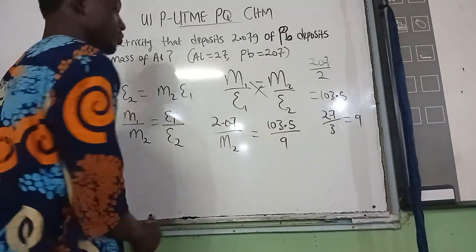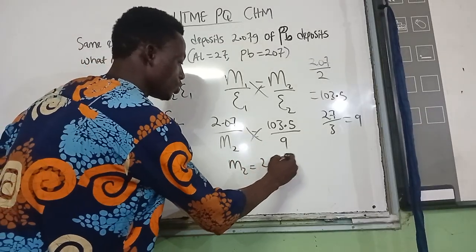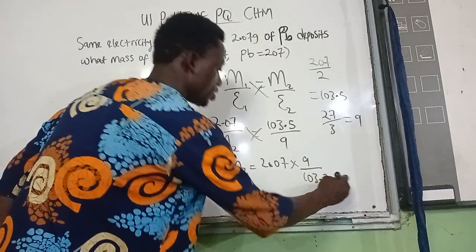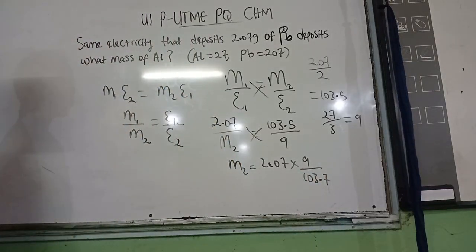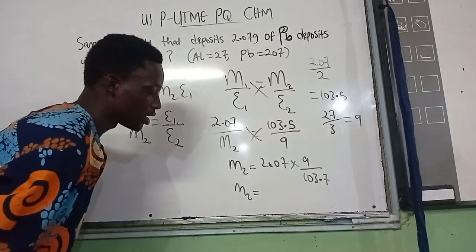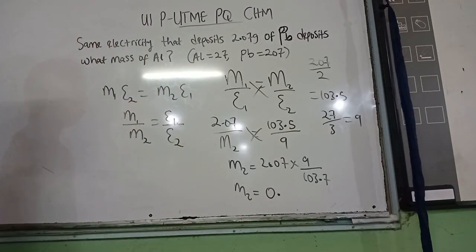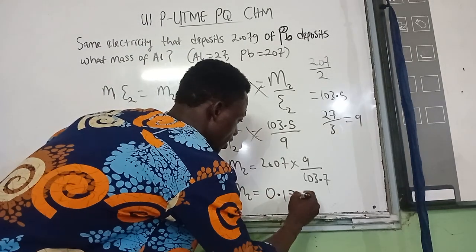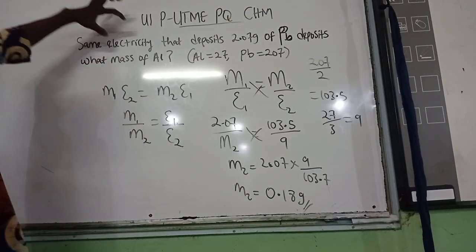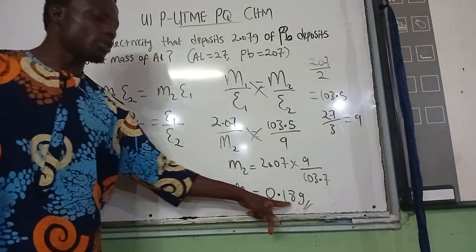Now let's look for our M2. Cross multiply: M2 equals 2.07 times 9 divided by 103.5. You punch your calculator, and M2 is going to give you something like 0.18 gram. So the mass of aluminium deposited by the same quantity of electricity as this same mass of lead is 0.18 gram.